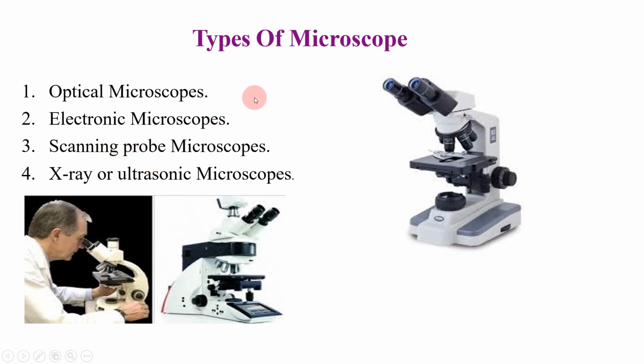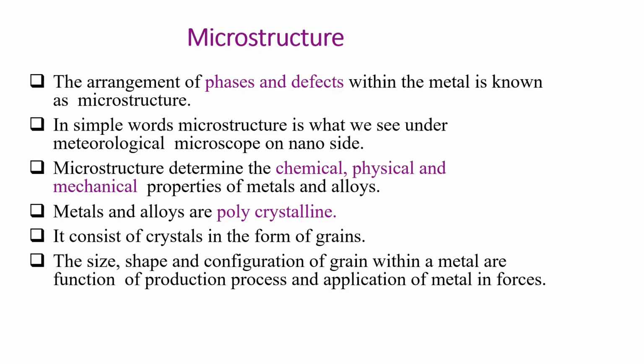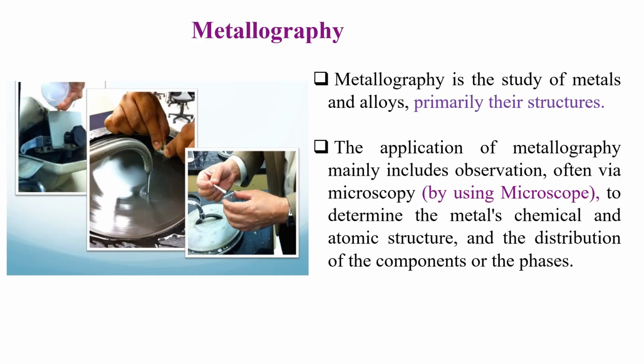So guys, this is all about metallography, microstructure, macrostructure and microscope. All these are relevant terms with each other. That is why I have fixed this sequence first, then I would explain each and everything to you. Metallography means nothing but the study of metals and alloys, primarily their structures. This is the process of studying the microstructure of the material. In this, we need to use a microscope.